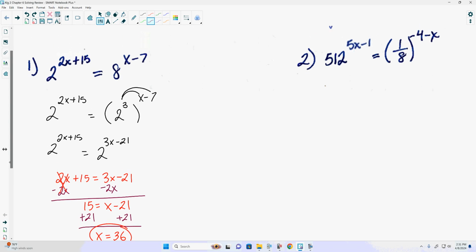All right. We're going to look at the next one. 512 to the 5x minus 1 is equal to 1 over 8 to the negative 4 minus x. Now, it'd be nice if we could write both of these as 8 to a power. Now, 1 over 8, I can move the 8 from the bottom to the top. And if we move the base from the bottom of the fraction to the top, the exponent goes from positive to negative.